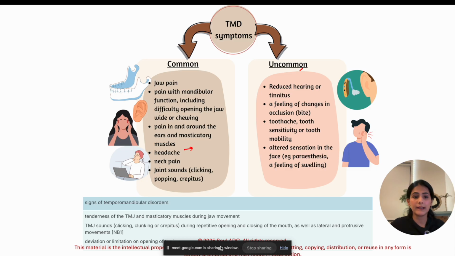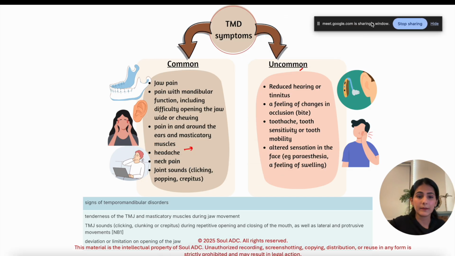Now, when I'm talking about signs, what could be the signs of this problem? There could be tenderness. When I am looking here, what can go wrong is I can have tenderness in the spot. There could be masticatory muscle involvement, and that causes problems. There could be sounds that I can hear, that is clicking, clunking, crepitus during repetitive opening and closing of the mouth, and movement of the jaw when I ask the patient to move left or right. Deviation or limitation in the opening of the mouth, that is trismus, can also be seen.